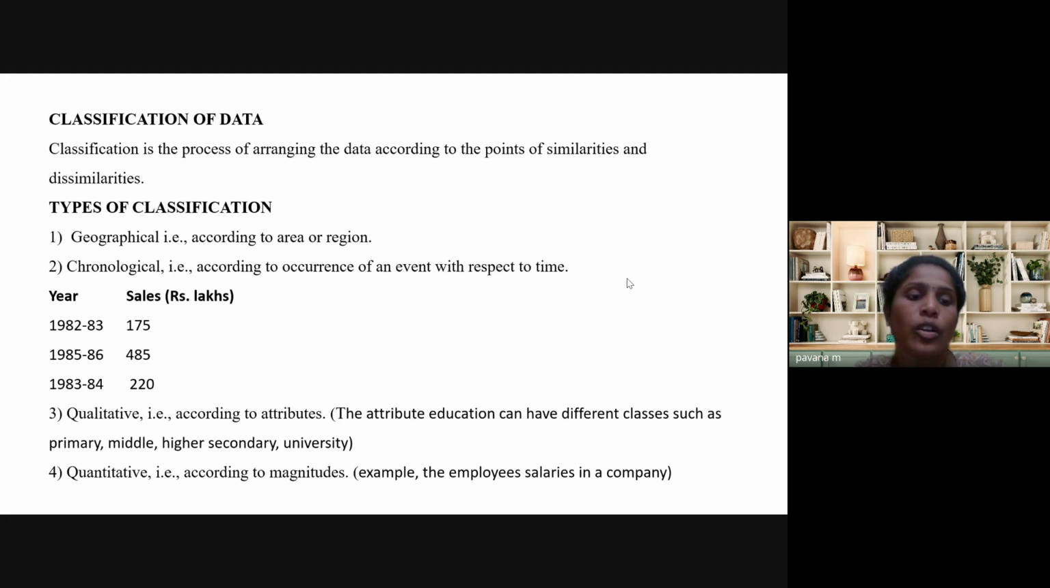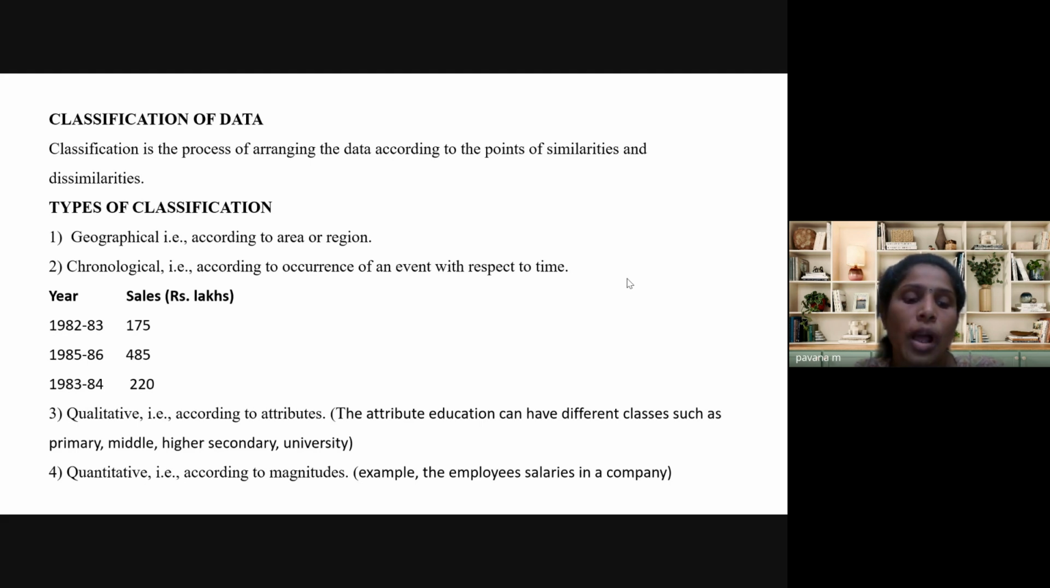And the next one, chronological classification. Chronological means that with respect to a particular time period, we are classifying the data. For example, the year 1992 to 93, 1993 to 94. That type of classification, according to the time period, is called chronological order.